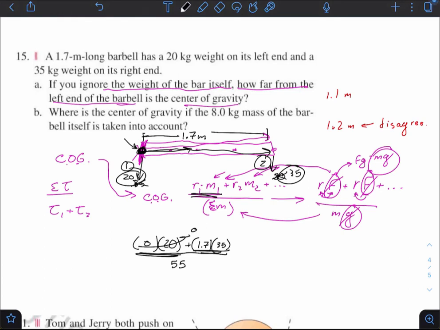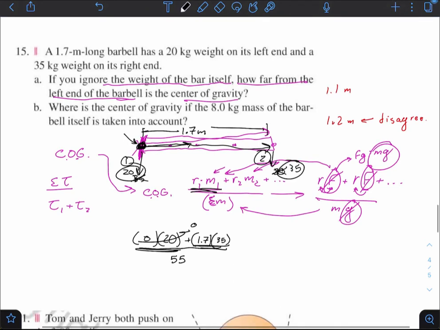Oh, I accidentally pushed an extra answer in there. Give me 1 second to fix that. Divided by 55. 1.08 meters from the left end. So there-ish. Wait, 1.08. Halfway is the 85 centimeter mark, right? 0.85. Yeah, so it's between there and here. This is where the current center of mass is with just the barbells.